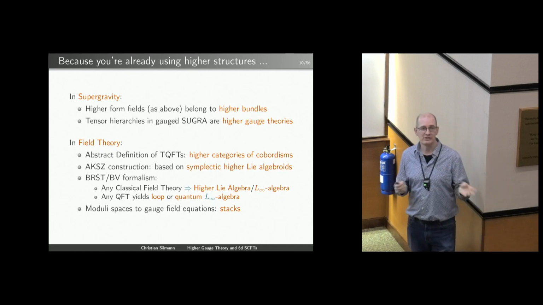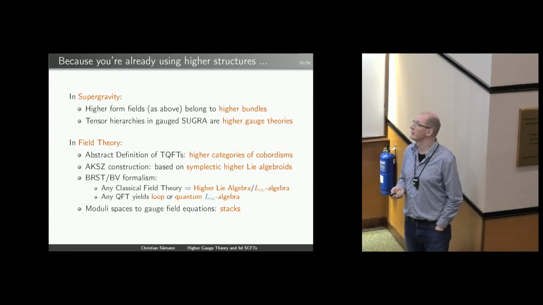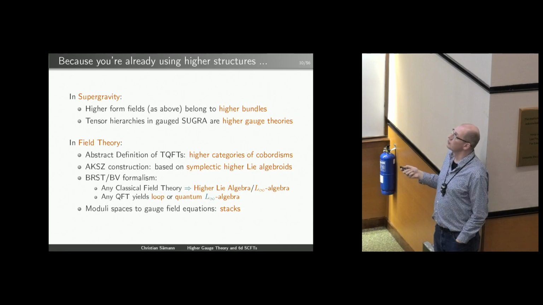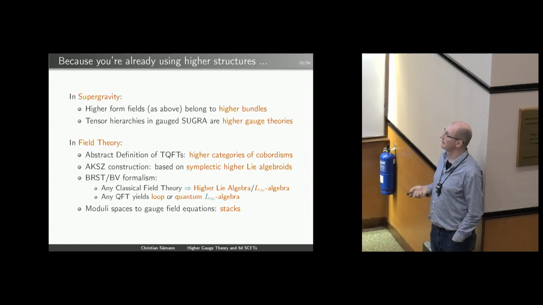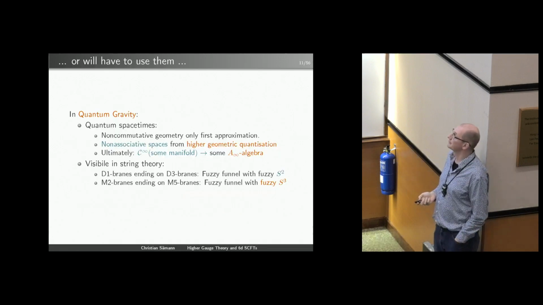Classical equivalence of field theories corresponds to a well-defined notion of equivalence of L-infinity algebras, so quasi-isomorphisms, if you know that. On the other hand, any quantum field theory yields a loop or quantum L-infinity algebra, right? So even if you do ordinary quantum field theory, L-infinity algebras are already there, and they should be quite helpful. And then, of course, if you study moduli spaces of gauge field equations, you get stacks. We saw that they belong to bicategories before.